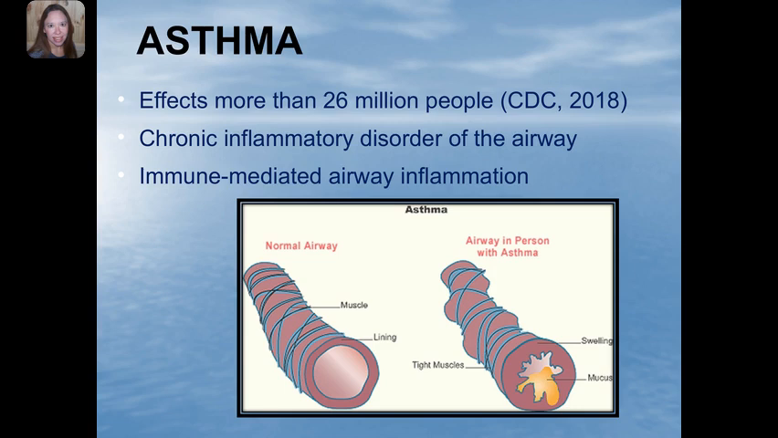Asthma, one of the reasons I'm going to talk about this one is because it's a very common chronic disorder that we are seeing in our country. It is affecting more than 26 million people. That's the current statistic that I have. Again, it's a chronic condition, and it's actually an inflammatory disorder of the airway. It's that immune response that's leading to airway inflammation, which then leads to the signs and symptoms of asthma.